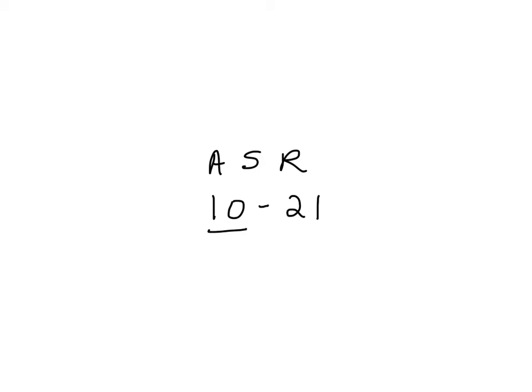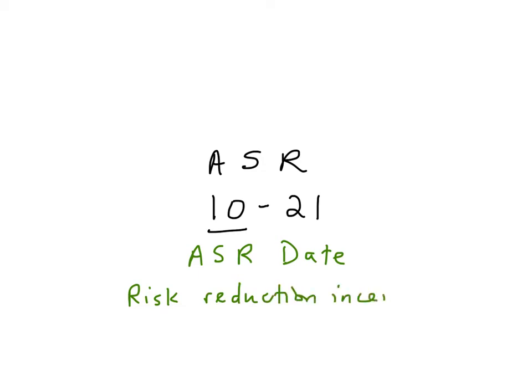Well, with Advanced Supervised Release, the court can order an ASR date, and we'll cover in this session how to determine that or how to calculate that. And if the person completes what the law refers to as risk reduction incentives while they're in prison, then they can be released on this ASR date, which falls before the minimum term of imprisonment.